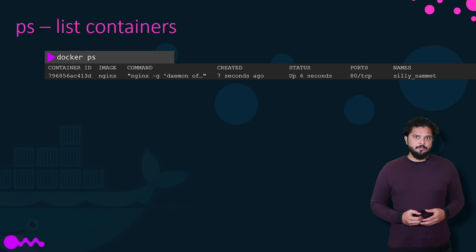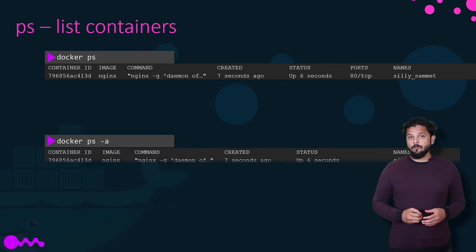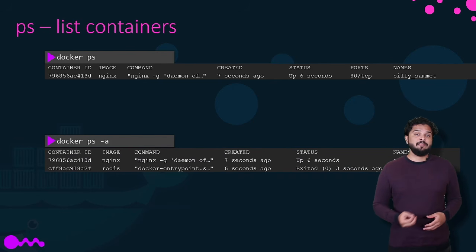To see all containers running or not, use the -a option. This outputs all running as well as previously stopped or exited containers. We'll talk about the command and port fields shown in this output later in this course. For now, let's just focus on the basic commands.